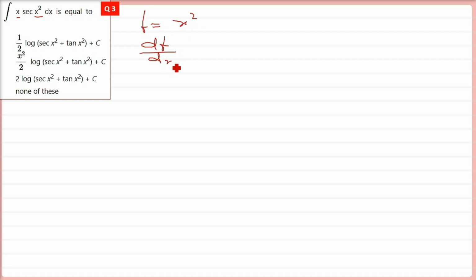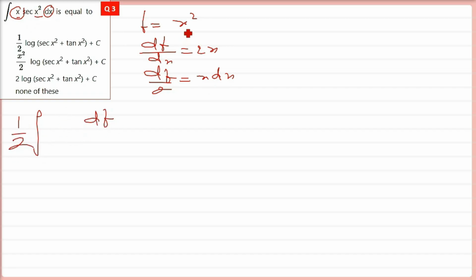dt by dx will be what? It will be 2x. So dt by 2 will be equal to x dx. So when we integrate this, x dx, we will write it as dt by 2. So dt by 2 here, and sec of x square, what is t? x square, so sec t.